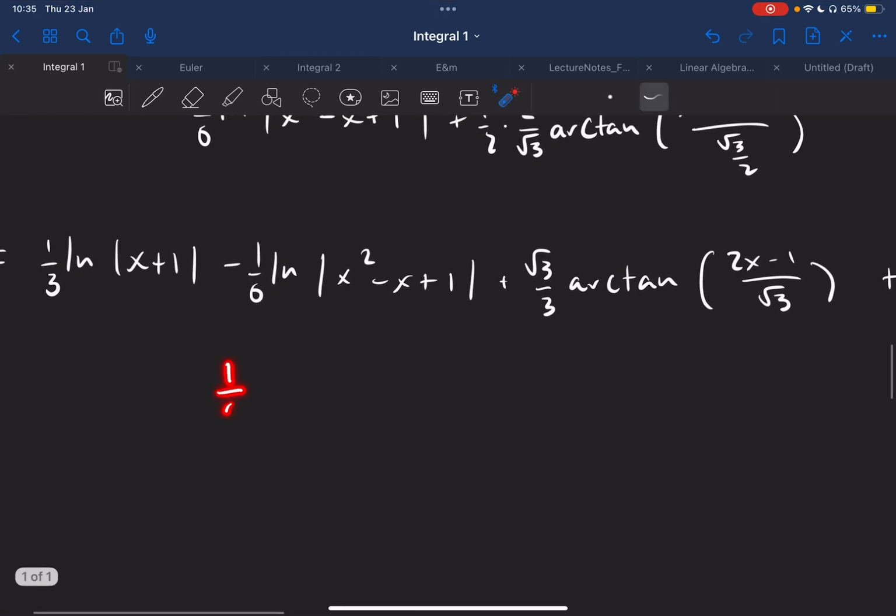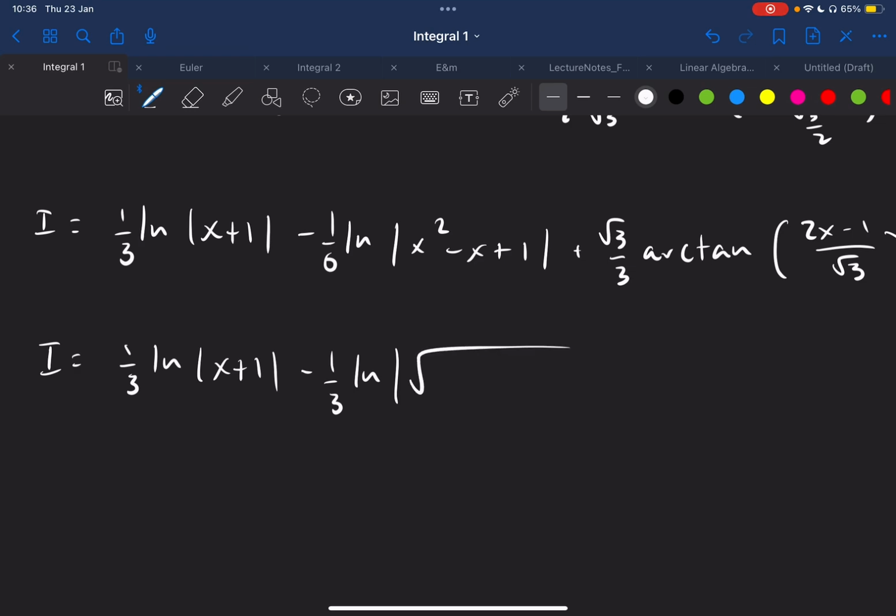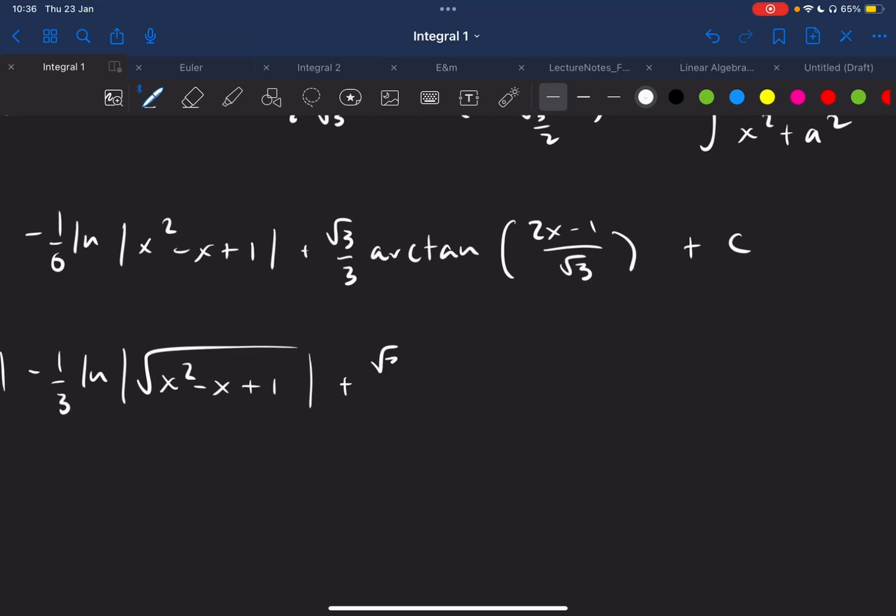So 1/6 can be written as a third multiplied by a half. And by our log rules, we can bring that half up here and make that root of x squared minus x plus 1. So what we can say then is I is equal to 1/3 log |x + 1| minus 1/3 log root x squared minus x plus 1, plus root 3 over 3 inverse tan of 2x minus 1 over root 3.